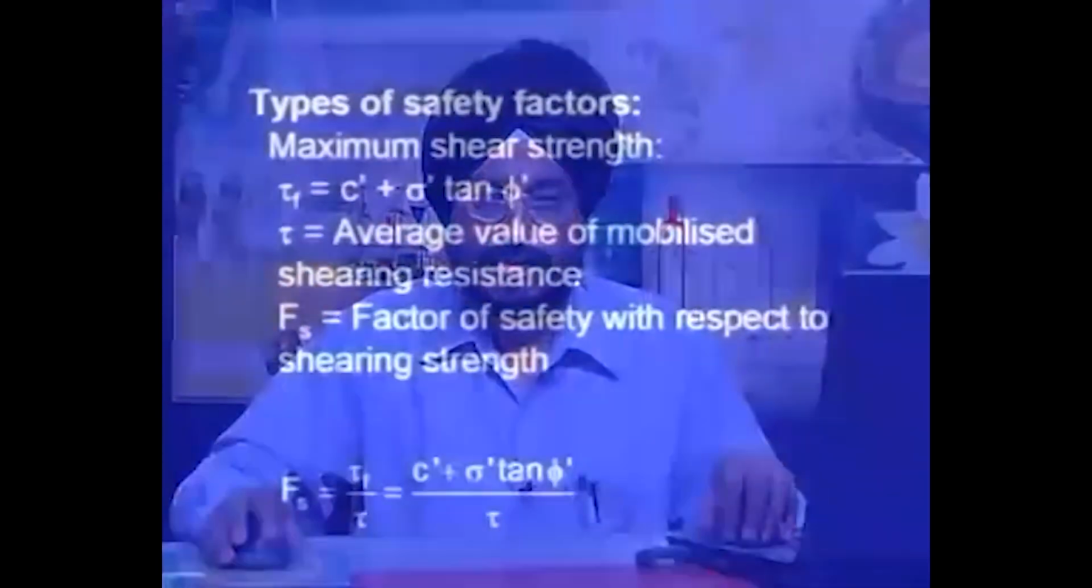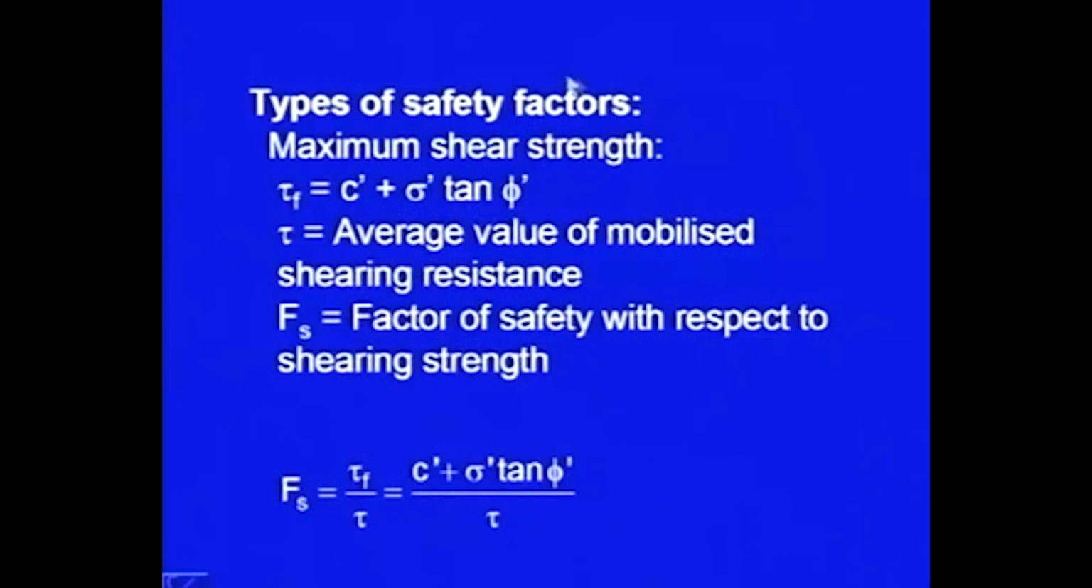Now, let me go to different types of the safety factors. Safety factors means it gives you an idea about the margin of safety. Let us consider that there is a plane and shear strength parameters are C dash and phi dash. Then the maximum shear strength which will be available is tau f is equal to C dash plus sigma dash tan of phi dash. Please note, we are doing effective stress analysis. So, this is the maximum shear strength from the Mohr-Coulomb criterion.